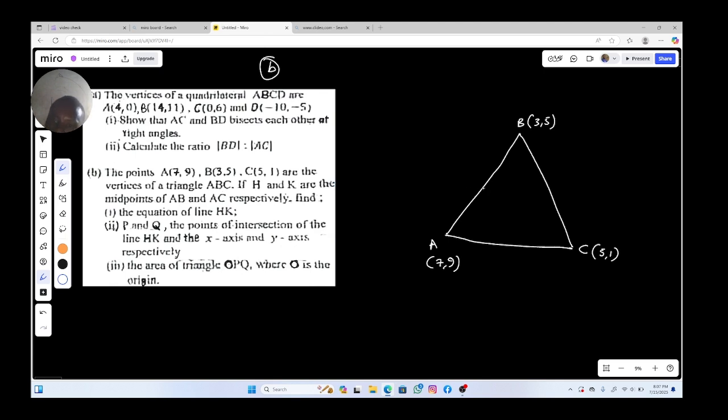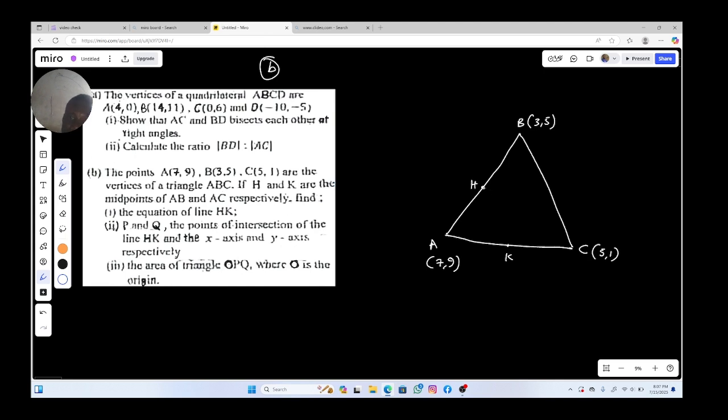So we have AB. The midpoint of AB, the point that divides this line into two equal parts, is H, here. And then the point that divides AC into two equal parts, which is here, is, what do we call it? Is K. Sorry for the delay. Is K. Now the question went on to say find the equation of the line HK.